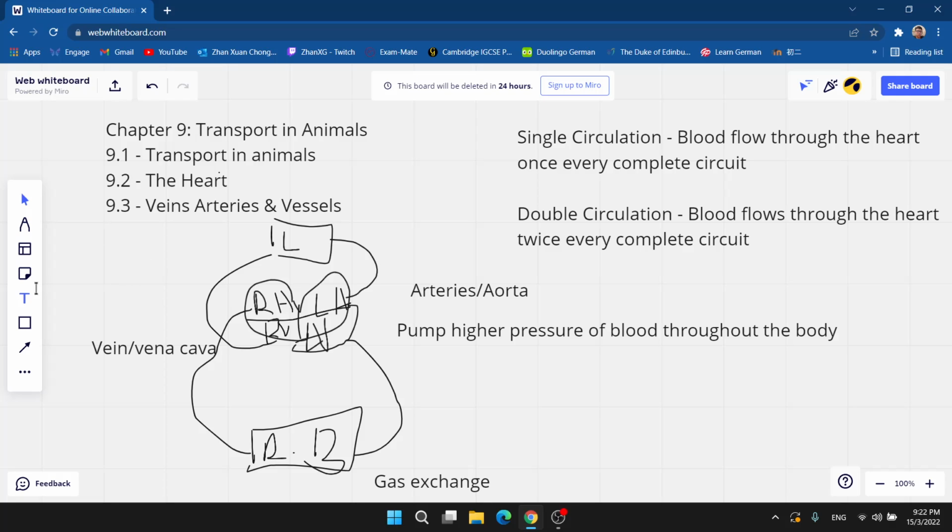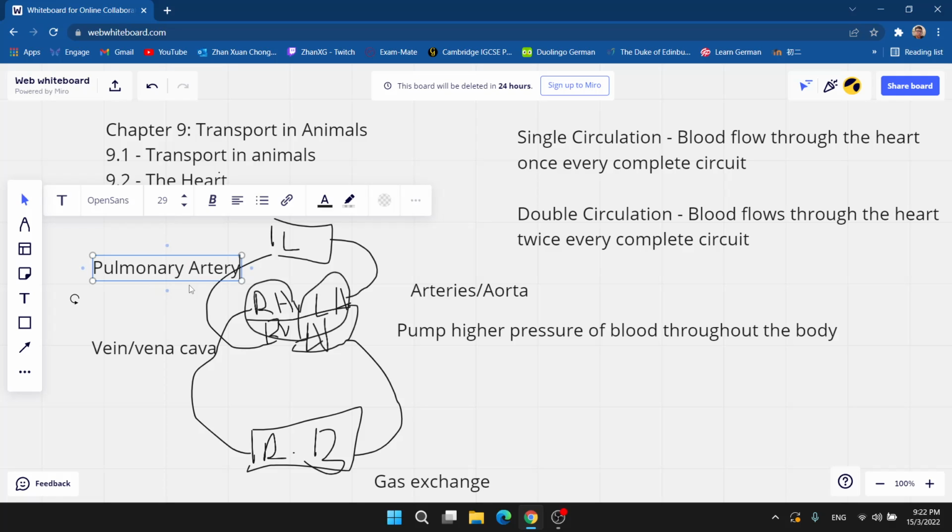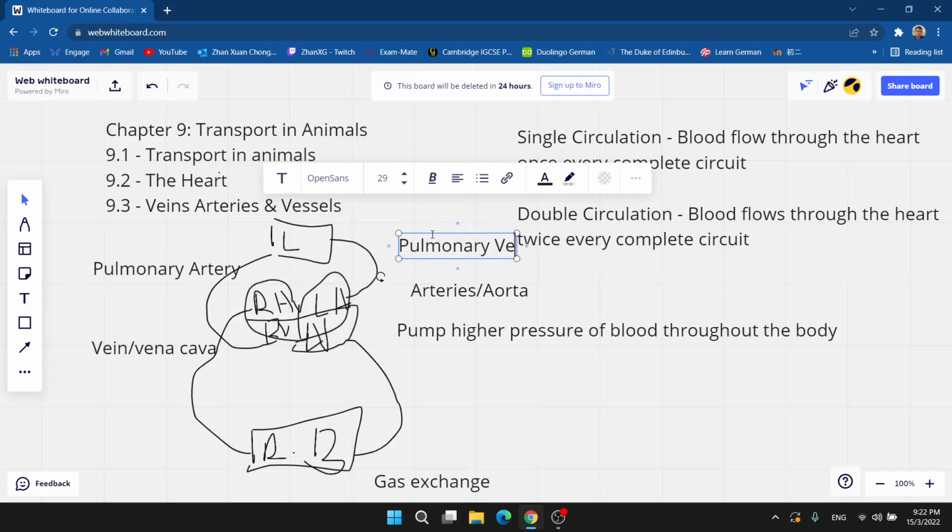And then here will be the opposite part, and it will be called the pulmonary artery, and the other side will be the pulmonary vein. So the pulmonary artery is the only artery that can hold oxygenated blood, and the pulmonary vein is the only vein that can hold deoxygenated blood. Can you see the lungs are much closer to the heart, and the rest of the body is further away. This is due to the left ventricle being much thicker, to pump blood at higher pressure throughout the body. That's all for double circulation.